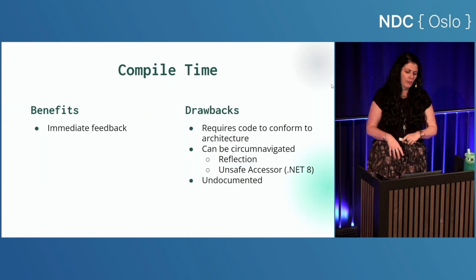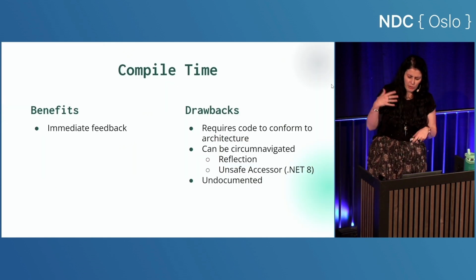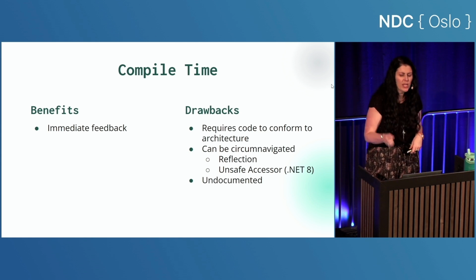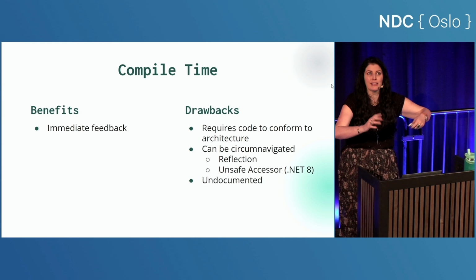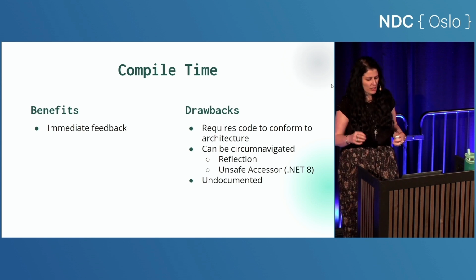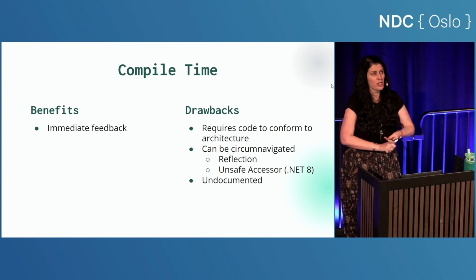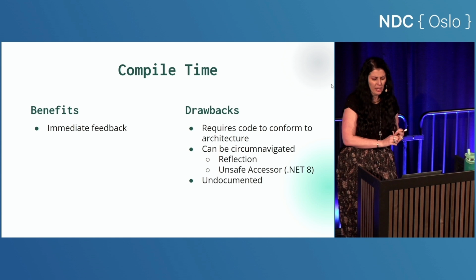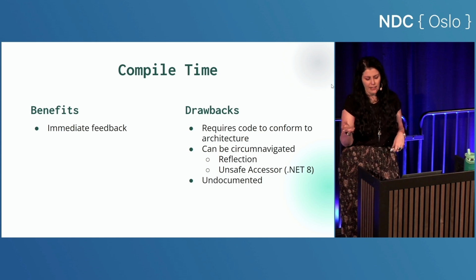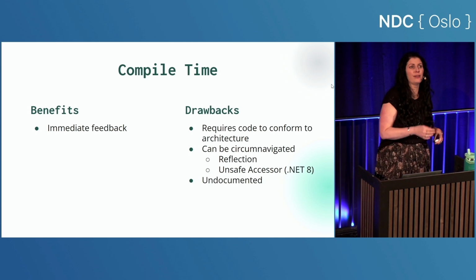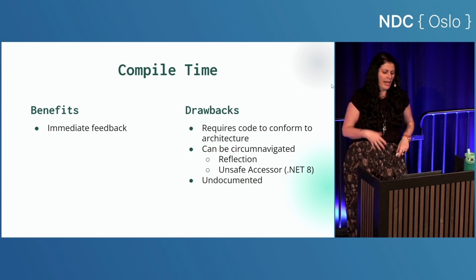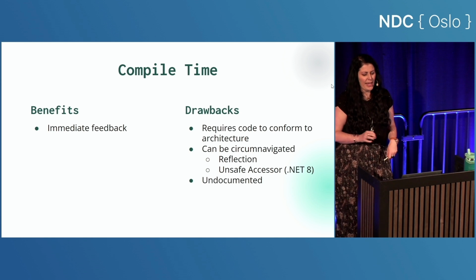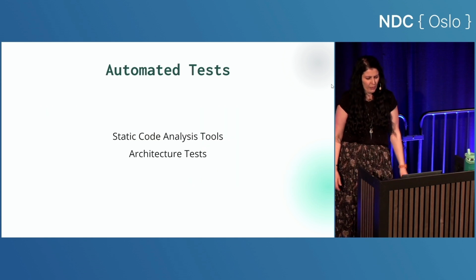OK, so moving on to compile time, we get immediate feedback because we get errors in the compiler. So you need your code to actually conform to the architecture. If you've been lazy and you've got public everywhere, well, you're not going to get errors when you try to access a method or service that you shouldn't. And it can be circumnavigated, and it's undocumented.